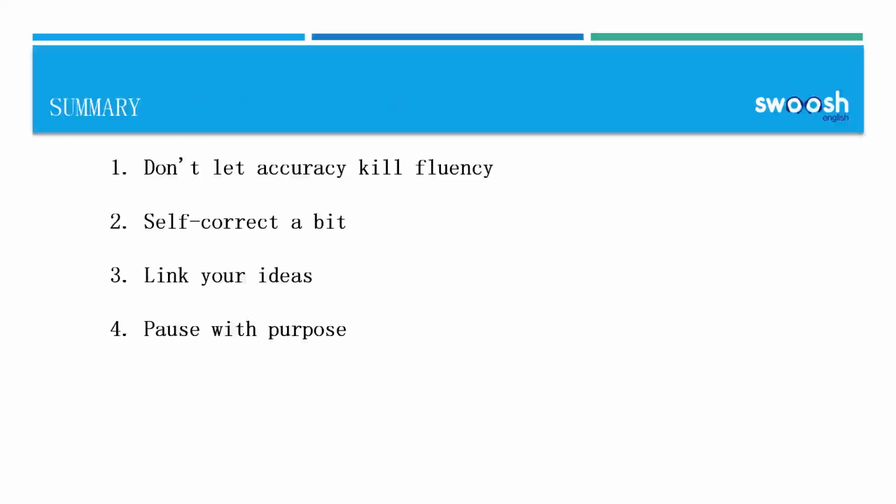Self-correct, a little bit. It's a way that you can improve your accuracy without sacrificing fluency. But as stated before, don't do this all of the time, because then you do start to sacrifice the message of what you're saying. Link your ideas using discourse markers. Show the interaction between different ideas. Is it contrasting? Is it adding to? And finally, pause, but with a purpose. Show your listener where they should be listening, which information is most important.